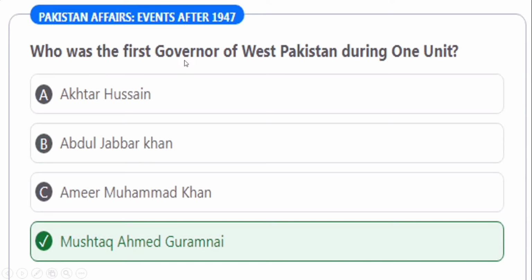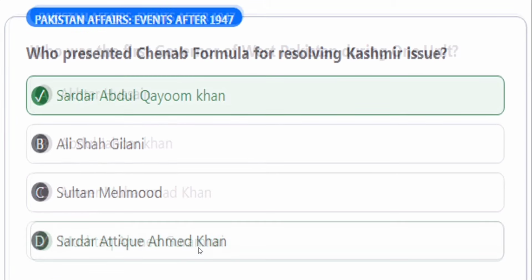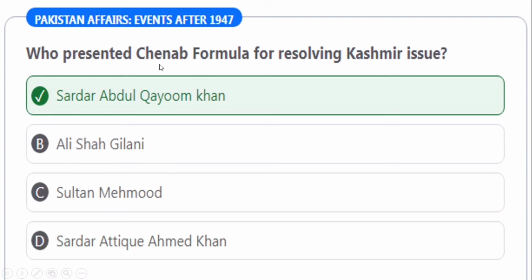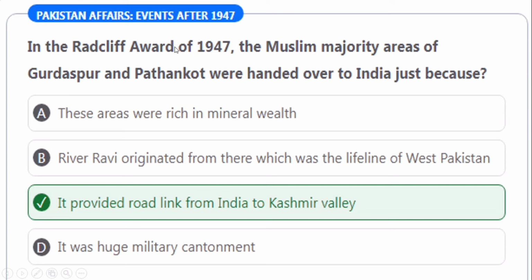Who was the first governor of West Pakistan during one unit? Right option A, D number, Mushtaq Ahmed Gurmani. Who presented Chenab formula for resolving Kashmir issue? Right option A number Sardar Abdul Qayyum Khan. In the Radcliffe Award of 1947, the Muslim majority areas of Gurdaspur and Pathankot were handed over to India just because? Right option A, C number. It provided road link from India to Kashmir Valley.